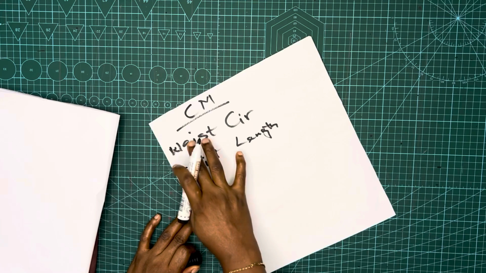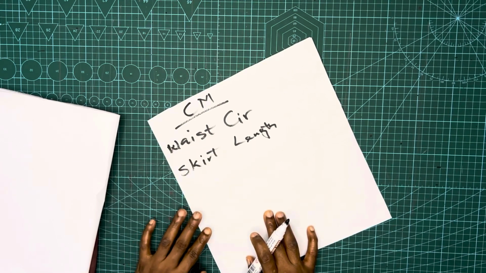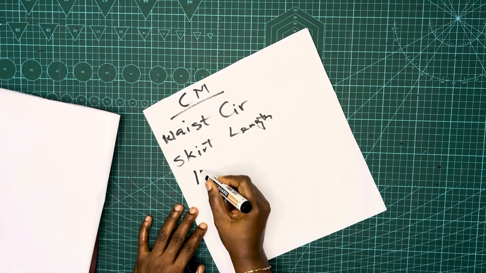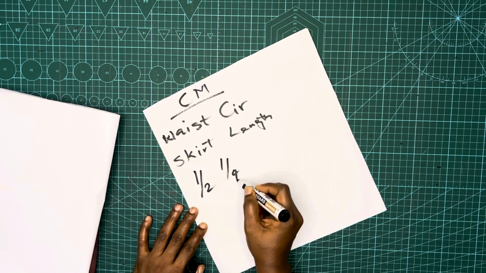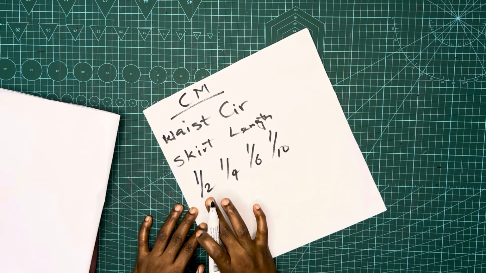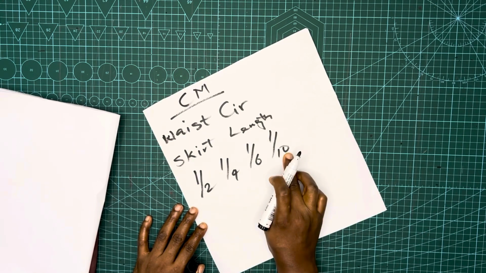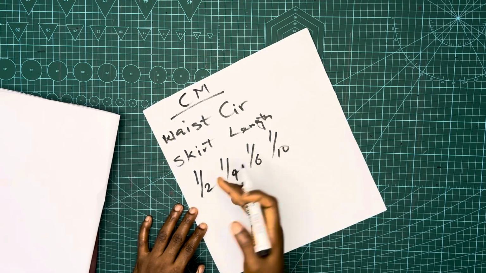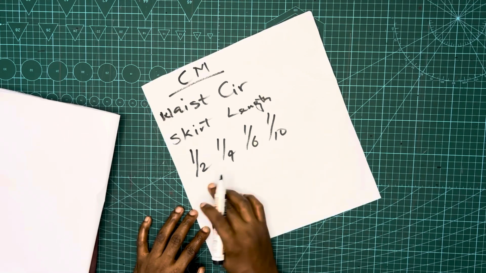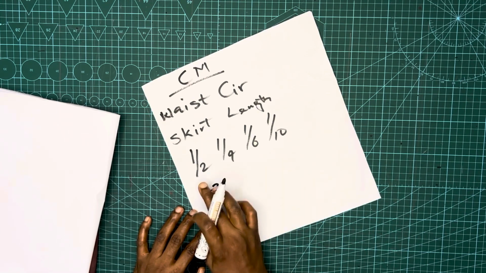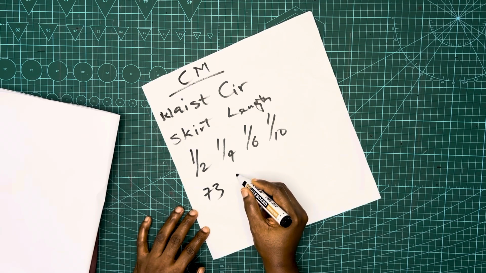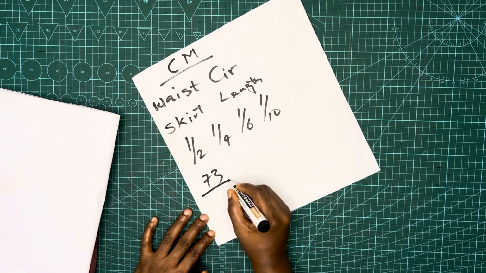In drafting with centimeters, in your patterns you see some patterns with 1/2, 1/4, 1/6, 1/10, etc. When you're calculating, you use the denominator to divide whatever figure you are dividing. We need our waist circumference. For example, let's say our waist circumference is 73, which is a normal measurement I will use. And I am using, let's say, 1/2.